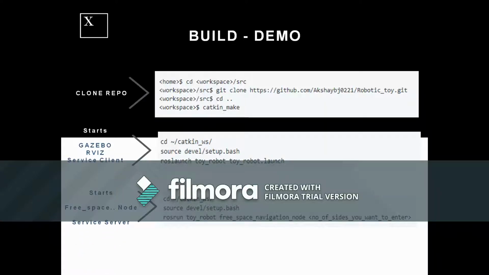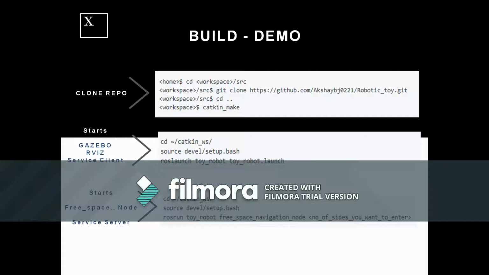When you want to build my robot, all you have to do is go to your Catkin workspace, git clone my repository, run catkin make, go back, and use a command which will start my package. First of all, you'll have to start Gazebo, RViz, and the service client that I'm using. For that, all you have to do is use the command roslaunch toyrobot.launch, and all these three things will start.